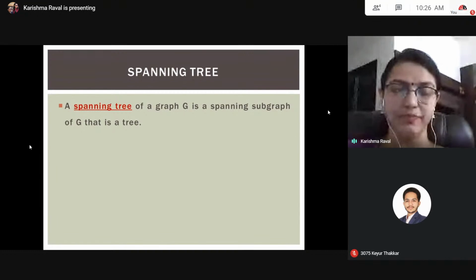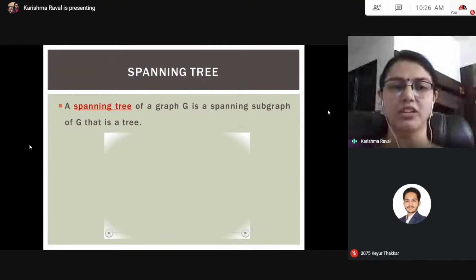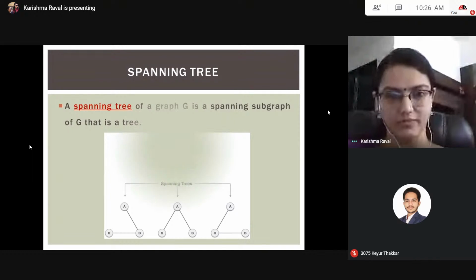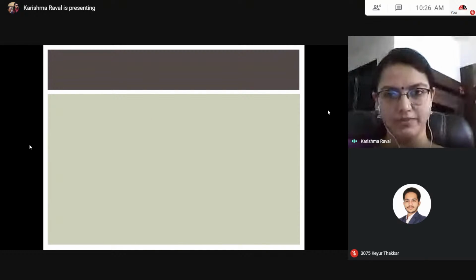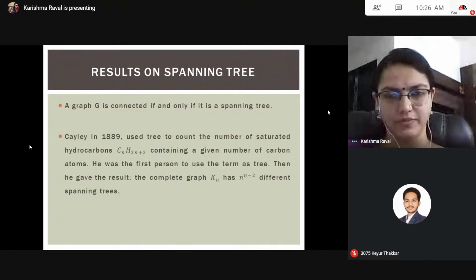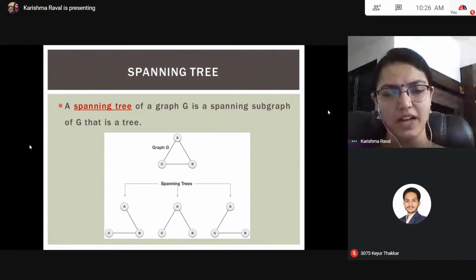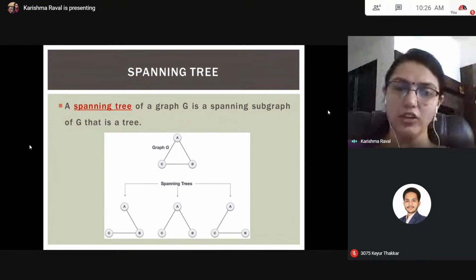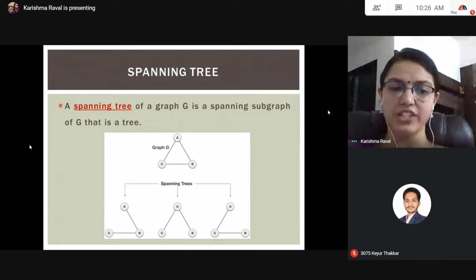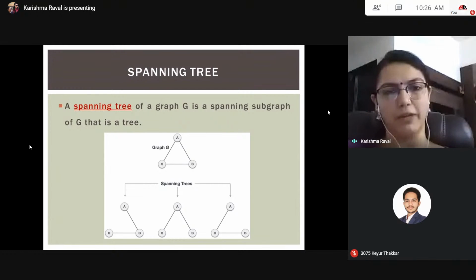The next topic is spanning tree. A spanning tree of graph G is a spanning subgraph of G that is a tree. So I've taken an example. This example has a triangle ABC, and of this triangle we have spanning trees: in the first there is no edge AC, in the second there is no edge CB, and in the third there is no edge AB. So these are the three spanning trees of the graph G.